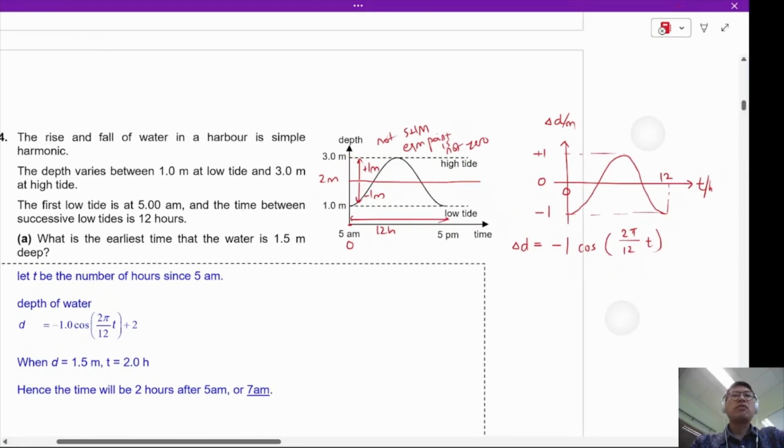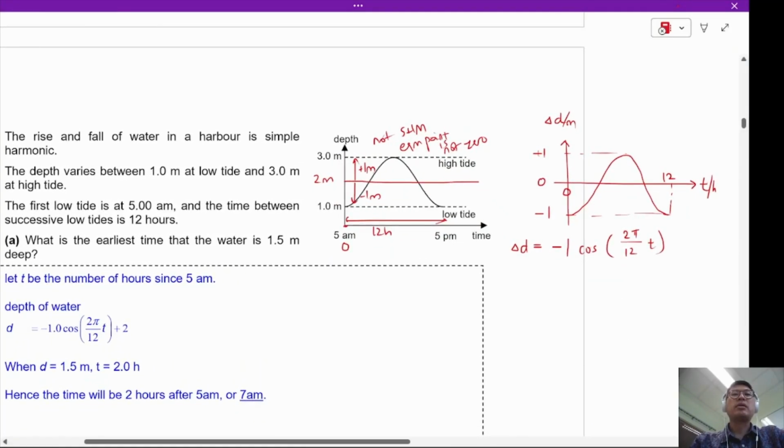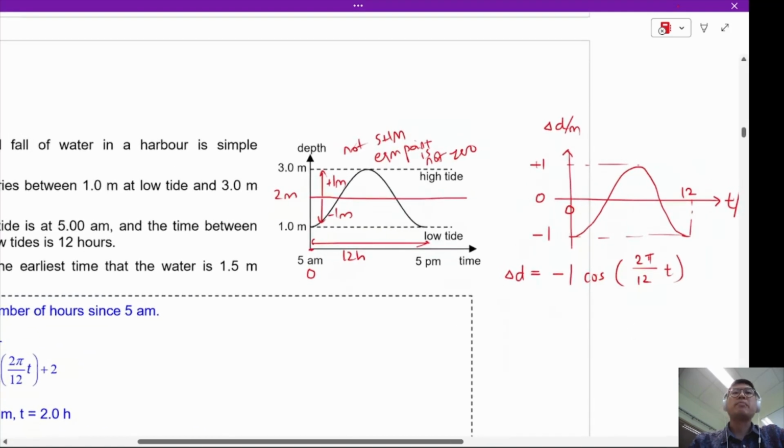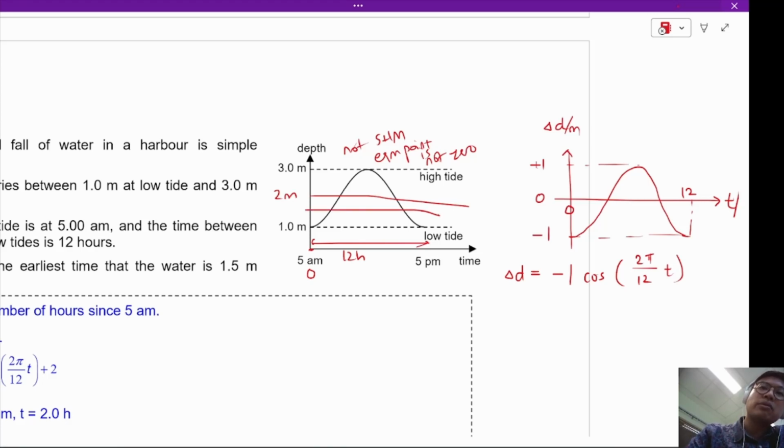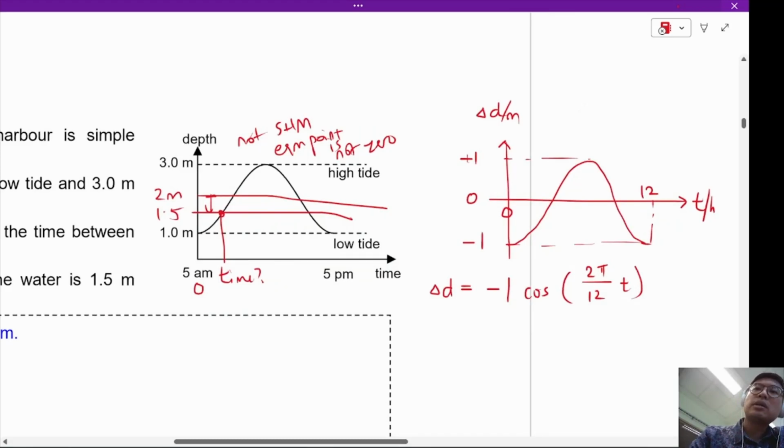Now, the first low tide is at 5 a.m. What is the earliest time that the water is 1.5 meters deep? So where is 1.5 meters deep? Now, 1.5 meters deep is this depth. So they want us to find what time is it over here? Time. Okay, time. So this 1.5 meters means that it's down by 0.5. So the displacement here that they want is actually minus 0.5 meters, and this is the time that they want.